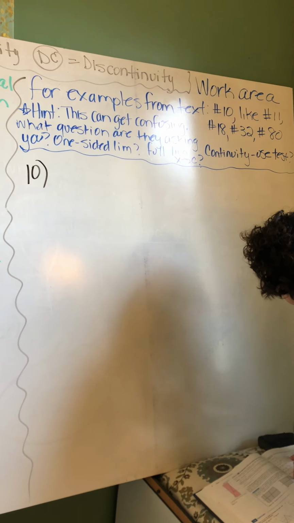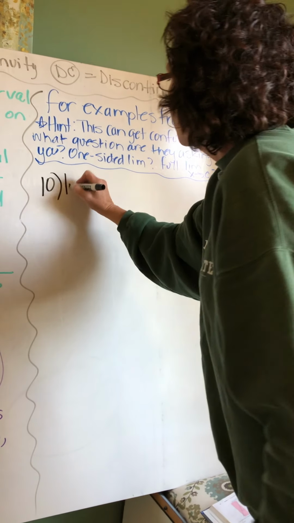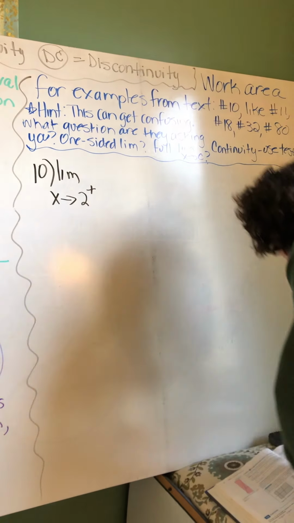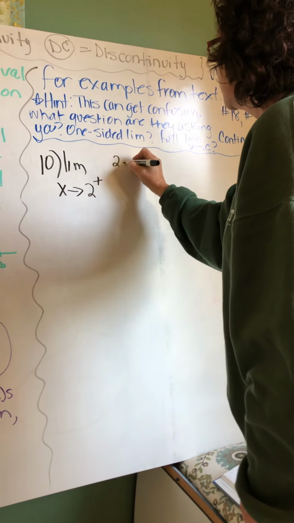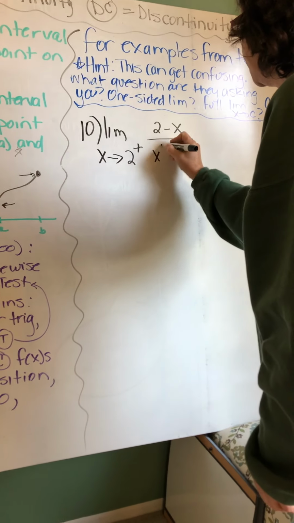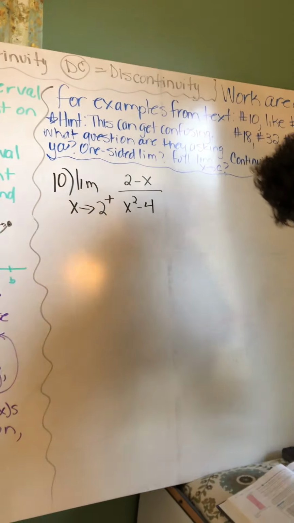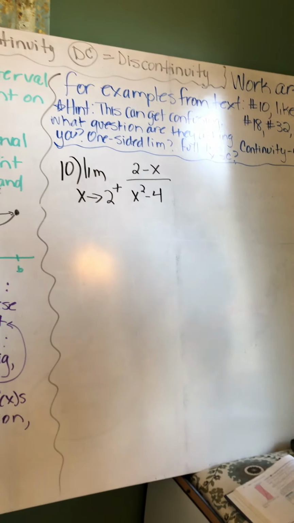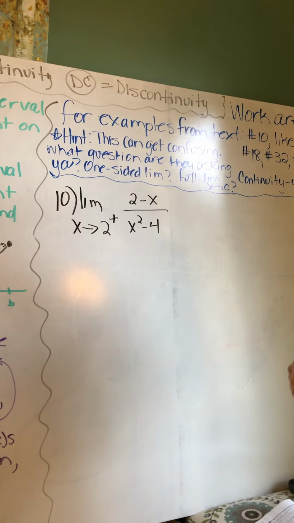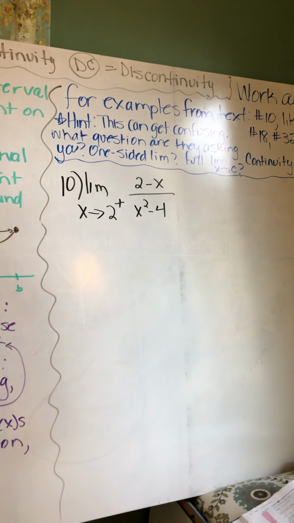Number 10, they are asking for the limit as x approaches 2 from the right, and the function is 2 minus x over x squared minus 4. Okay, so it doesn't matter that we are just checking a one-sided limit for 2. When we are presented with a limit, the first thing we can do is use direct substitution.